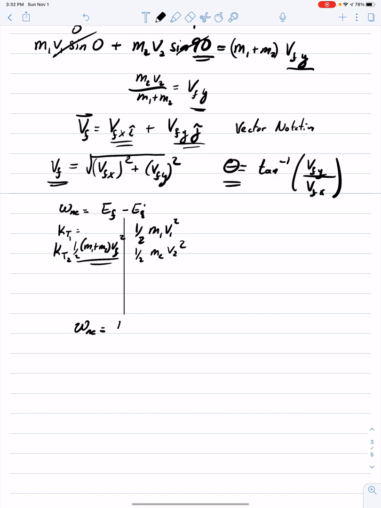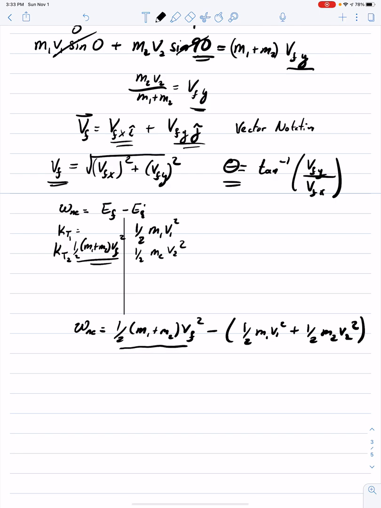Work due to non-conservative forces equals 1/2 mass 1 plus mass 2, final velocity squared, minus 1/2 mass 1 velocity 1 squared plus 1/2 mass 2 velocity 2 squared. The subtraction of these two components, the final mechanical energy minus the initial mechanical energy, should not give you 0. It should give you some value that says that due to that collision and due to them sticking together, there was some loss of energy as they collided and stuck together.